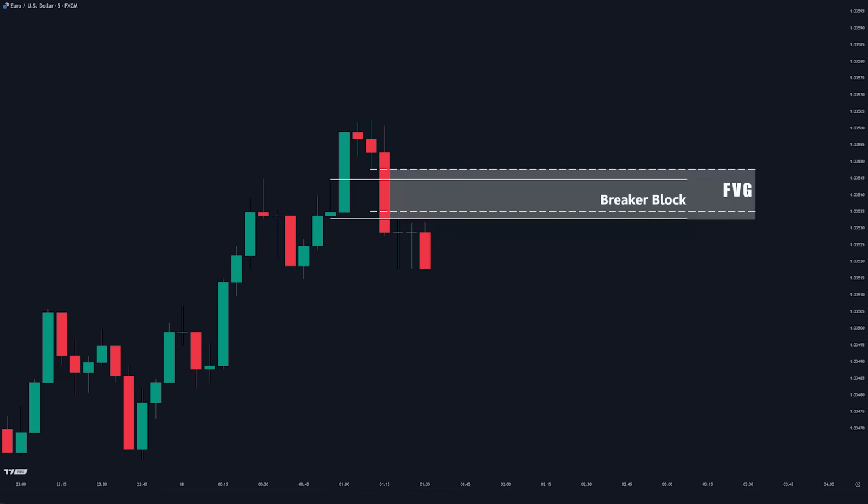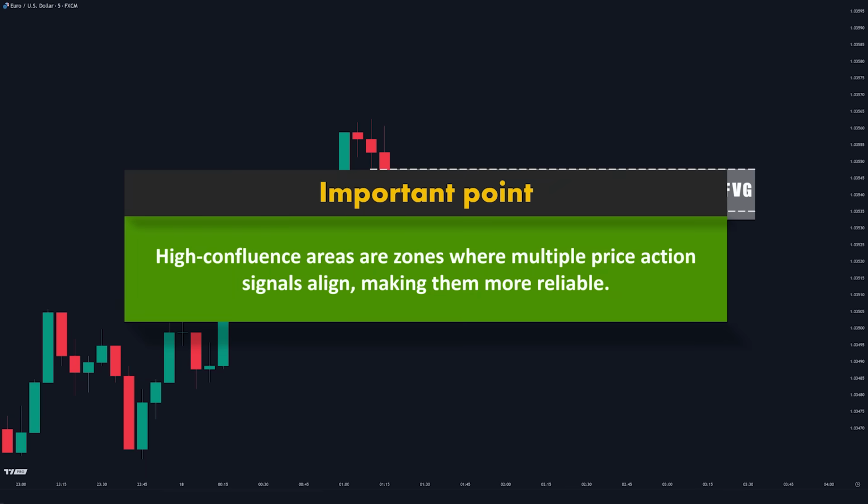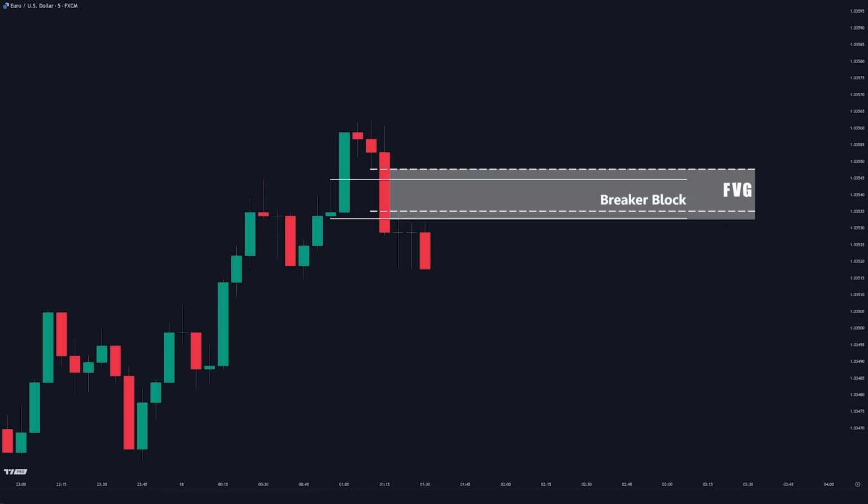However, when they overlap, they form a high confluence trading zone, making it a critical area to watch due to its increased significance. High confluence areas are zones where multiple price action signals align, making them more reliable. These areas attract significant attention from traders, as the convergence of signals often increases the likelihood of a strong market reaction. With so many participants monitoring these levels, they become key zones where traders anticipate and execute their strategies.